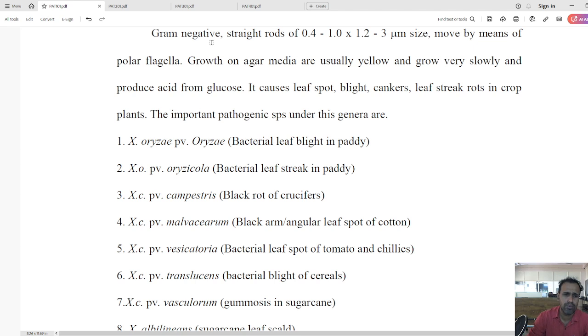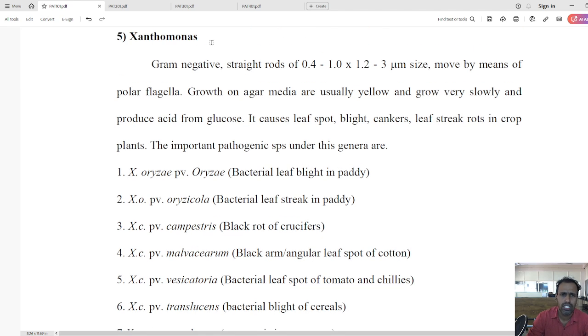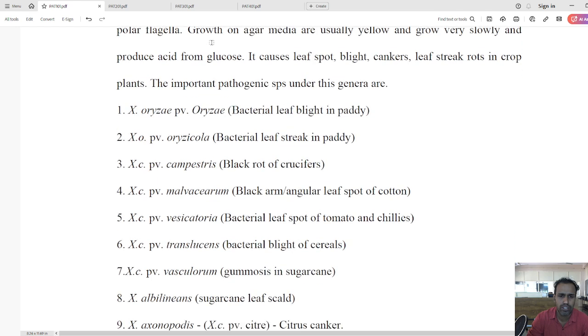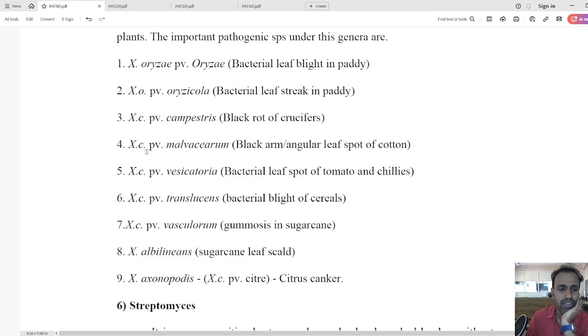Xanthomonas, you know there are plenty of diseases. Generally they produce yellow colonies, Gram negative, yellow colonies. Even in culture you can see the yellow color. In rice, Xanthomonas oryzae pv. oryzae or oryzicola. Xanthomonas campestris causes black rot of crucifers. XC means Xanthomonas campestris. Now it has somehow changed into Xanthomonas axonopodis. Both options are there, you just note axonopodis.